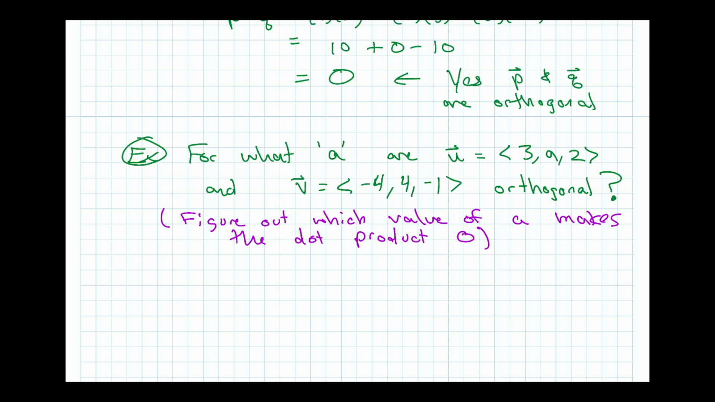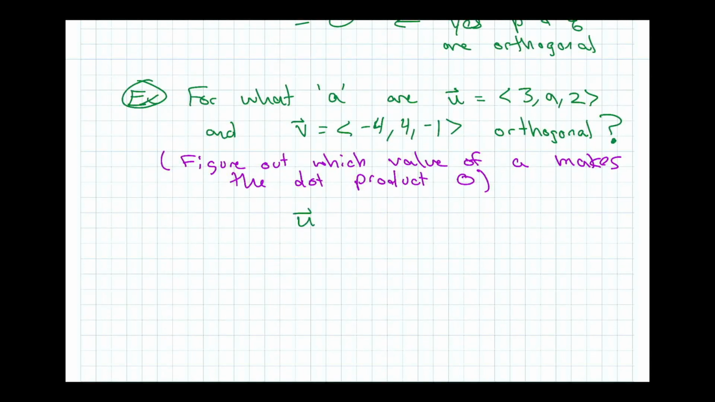So if you understand that, then the problem's not that hard at all, right? Because you just go like this. You just go, u dot v is supposed to be 0. So then you do u dot v, right? So first component's 3 and -4, so you go 3, -4, plus second component, which is a and 4, third component, which is 2 and -1, equals 0, like that.